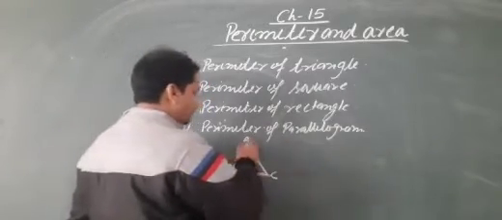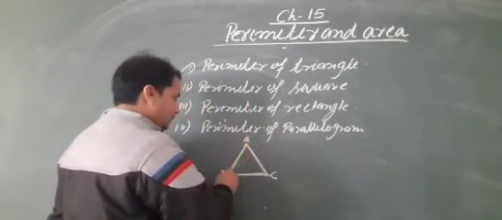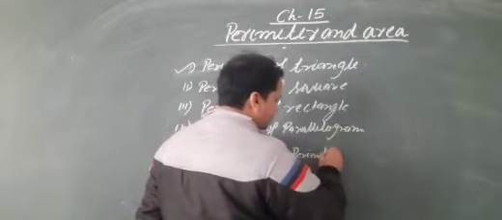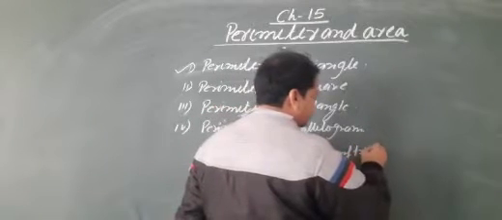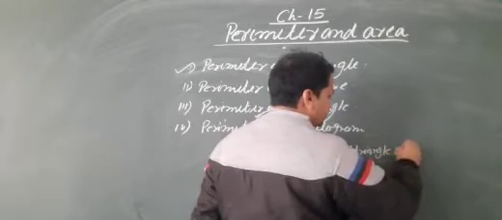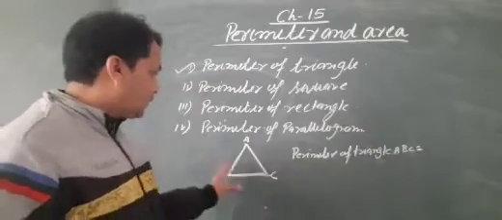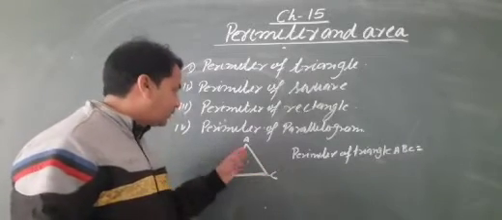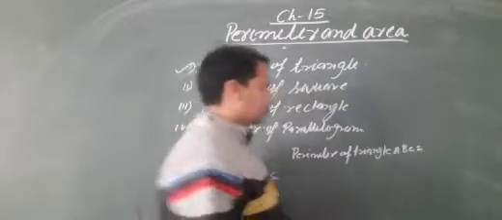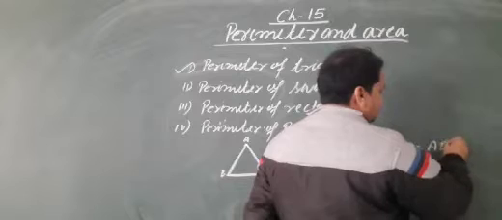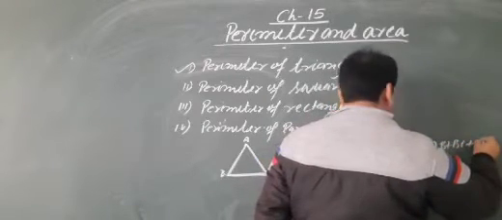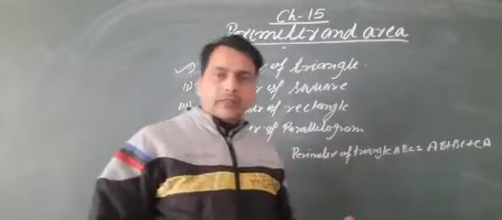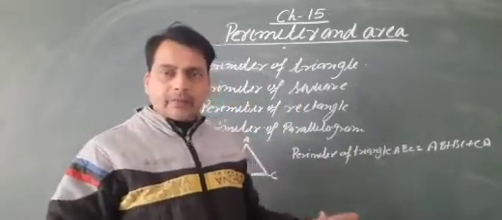Suppose triangle ABC, then the perimeter of triangle ABC means the length of the boundary. The triangle has three sides, so it is the sum of AB plus BC plus CA.